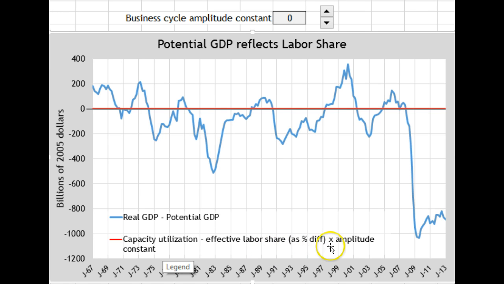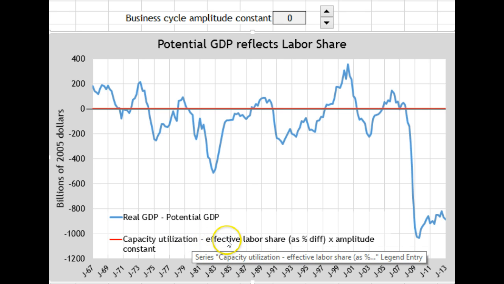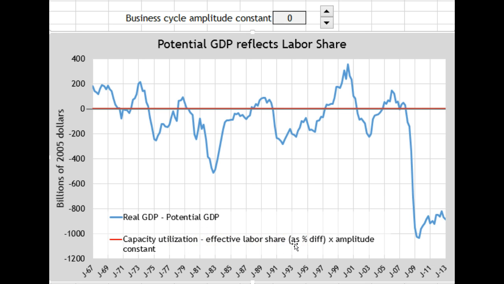And then I'm going to multiply it by an amplitude constant. You can see up here the business cycle amplitude constant. I'm going to be raising that. Right now it's at 0, so this whole line here of the difference between capacity utilization and effective labor share is 0, because I've multiplied it by 0. But I'm going to be raising that amplitude constant, because right now the capacity utilization is a percentage, the effective labor share is a percentage, and I'm looking at the difference between the two of those as a percentage. So it's a very small number. You can realize that it's less than 1, so I have to amplify it by using the amplitude constant.